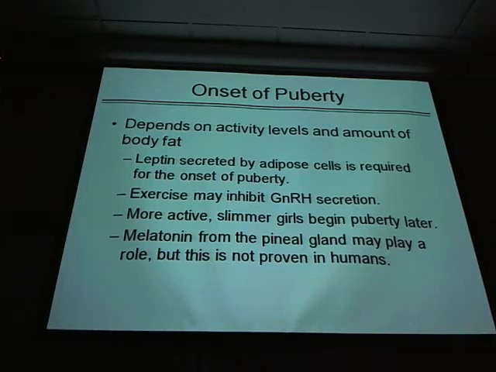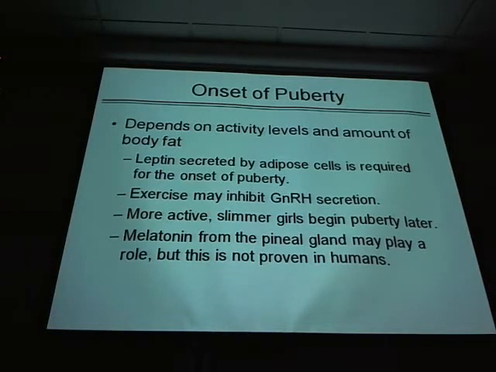Mr. Smith, LH is the only hormone that stimulates secondary characteristics, right? Well, LH stimulates the testosterone and the estrogen. The testosterone and the estrogen stimulate the secondary characteristics. So FSH is not involved? I don't believe so. So no. LH triggers the testosterone.